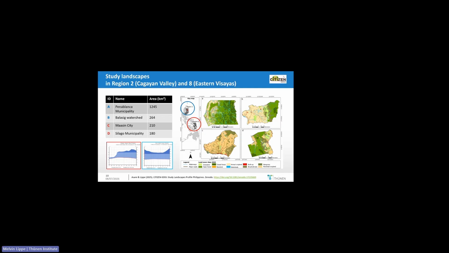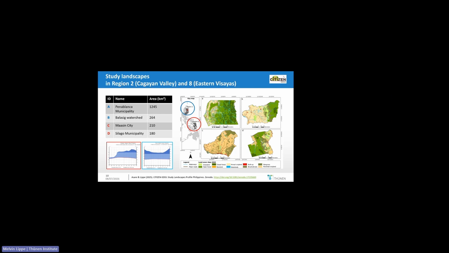So let's have a look at our study landscapes. We focus on two regions in the Philippines. The country is divided into regions as one administrative unit. We work in Region 2, this is Cagayan Valley, and Region 8, this is the Eastern Visayas. In each region, we have two landscapes. So a landscape in our definition refers to a whole municipality or a watershed.